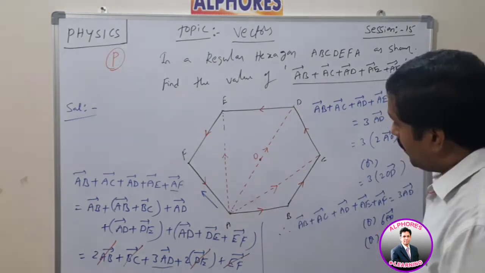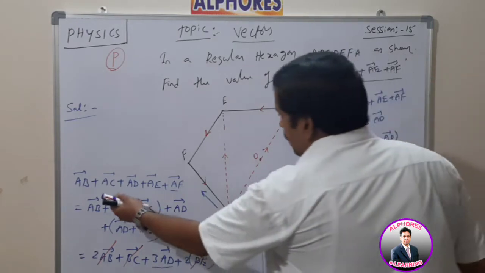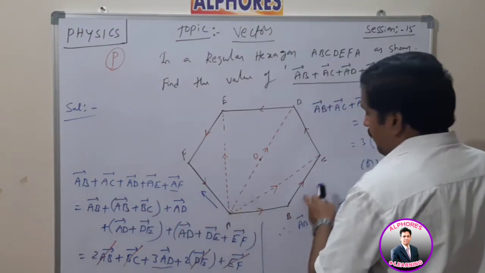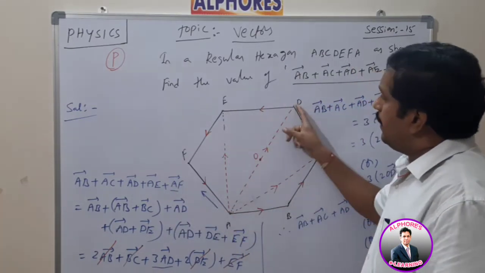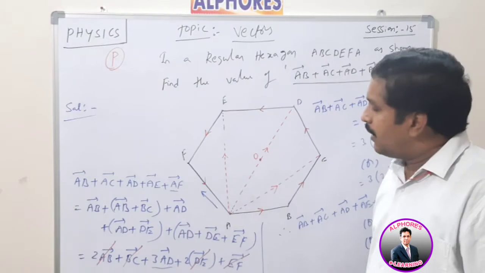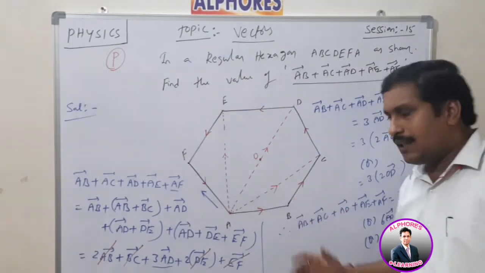That means here, in place of AC bar, I have to substitute this value, AB and BC. In place of AE, I am taking AD and DE. Why am I taking it this way? Because in the options they are giving it in this way.